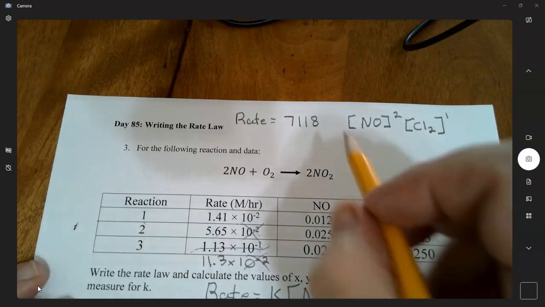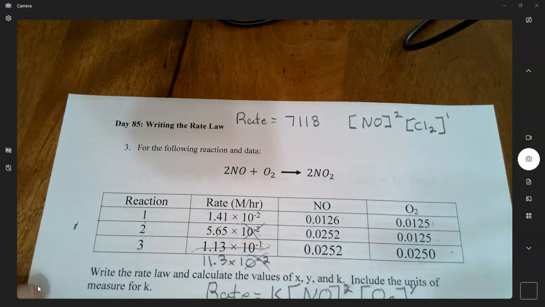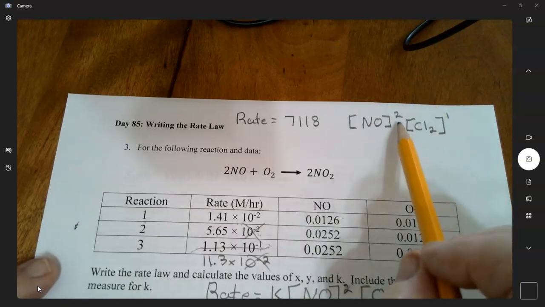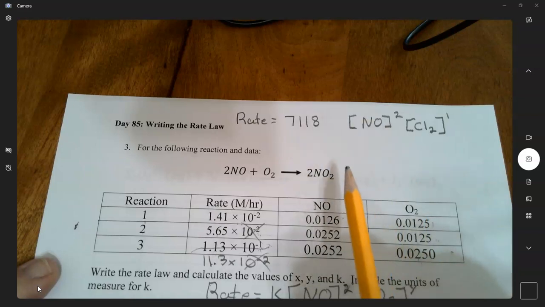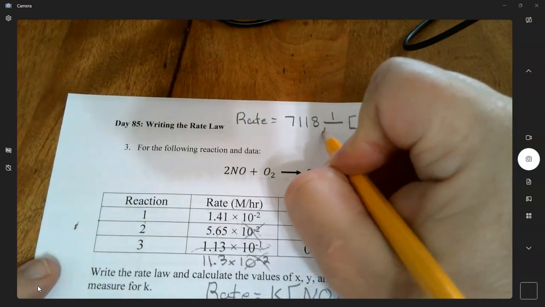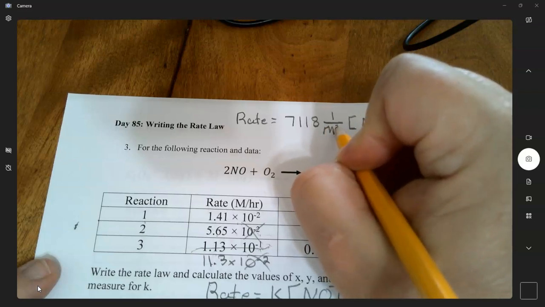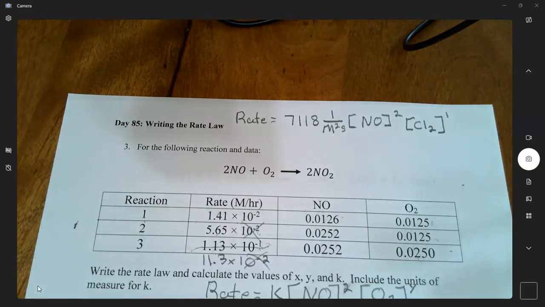Okay, and you need to figure out the units of measure. That's why I left space there. And it's going to be the same as the last problem. It's a third order reaction, 2 and 1. And you can look at the previous problem, it's going to be 1 over molar squared seconds. You can just memorize these again, or you can calculate them the way I did on the previous example. Okay?